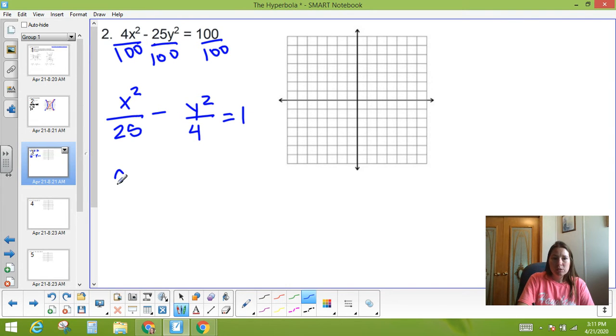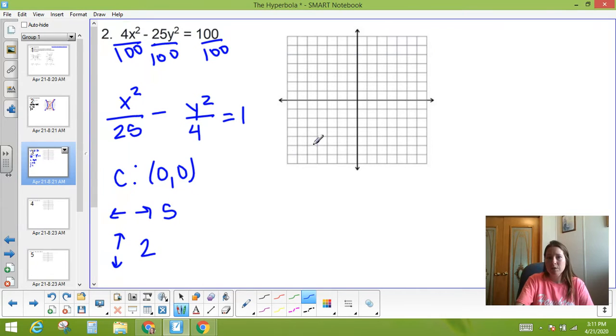So we have a center at 0, 0. We're going to go left and right 5. We're going to go up and down 2. So again, the square roots of these numbers gives us these guys. All right, so center at 0, 0. Left 5. That was to the right. I don't know why I say one thing and do the other, y'all. Sorry. And then up 2, down 2.